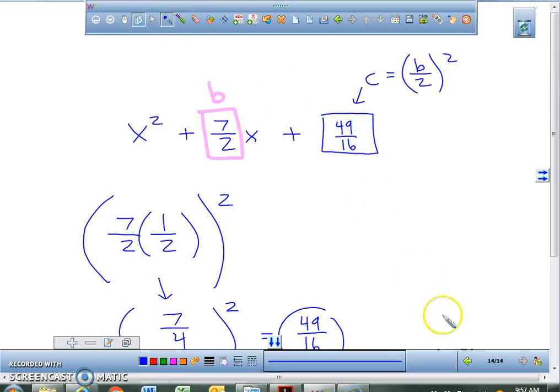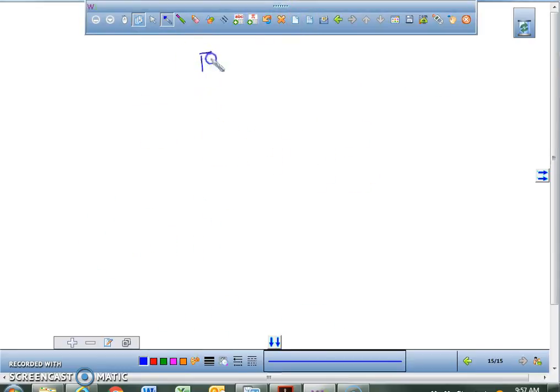49 over 16. So this right here, everything has been completed. Now the next part, after you learn how to complete the square, you have to learn how to factor. So everybody in your journal right now, I need you to write this down. How do you factor?